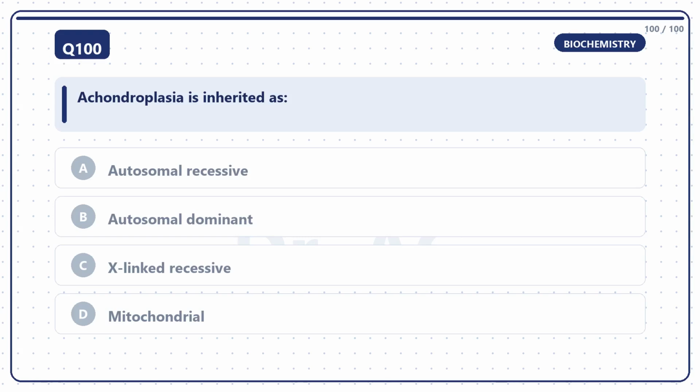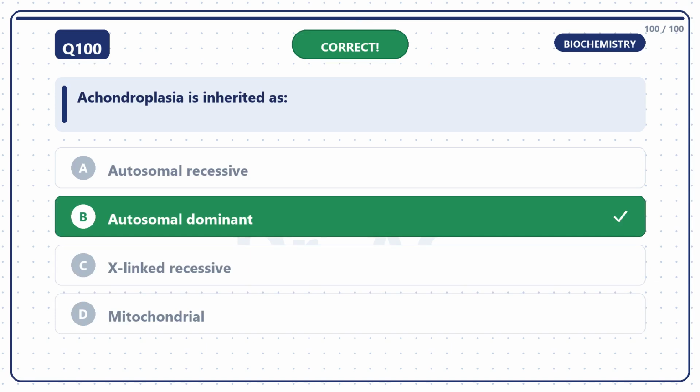Question 100. Achondroplasia is inherited as Option A. Autosomal recessive. Option B. Autosomal dominant. Option C. X-linked recessive. Option D. Mitochondrial. The correct answer is option B.